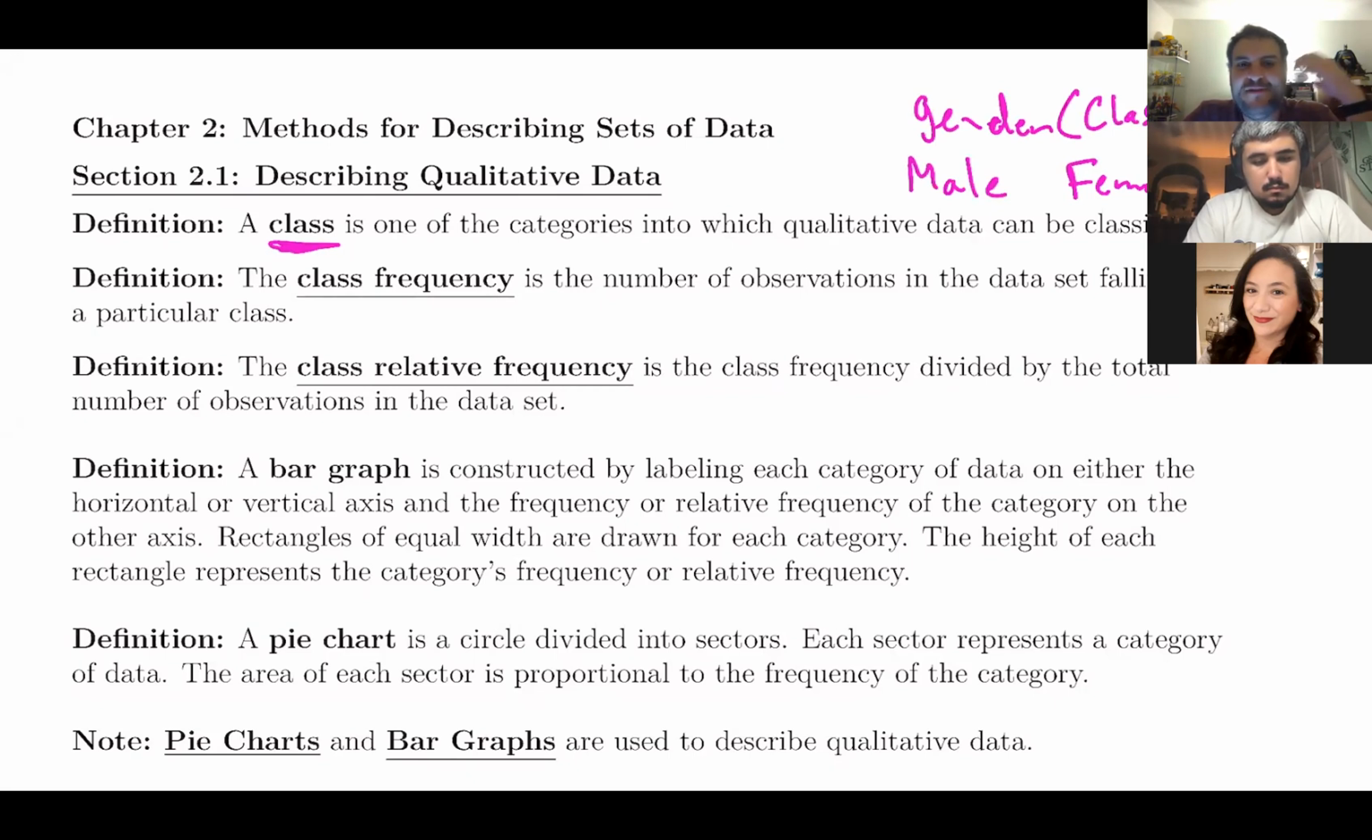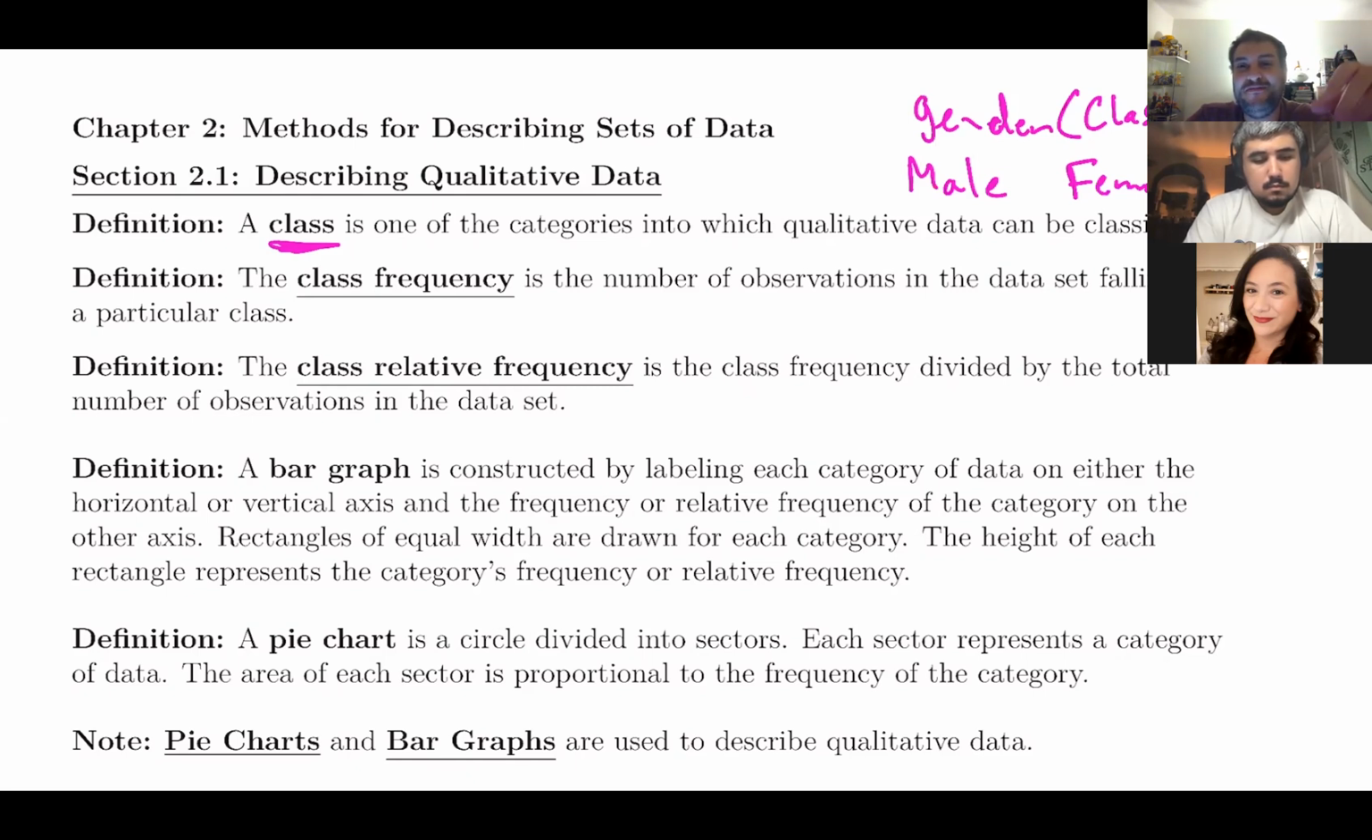All right, so up next we have class frequency. Class is pretty much just a category. So it will be male or it will be female. Frequency, think about it, is how frequent something happened. So whenever I say class frequency, we're just getting how many times that category occurred.